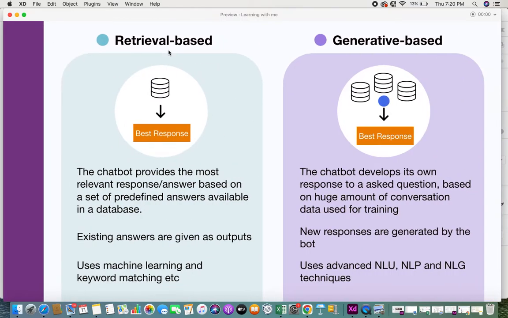The next one is, how do bots retrieve answers, or how do bots give answers to users when they type in a question?